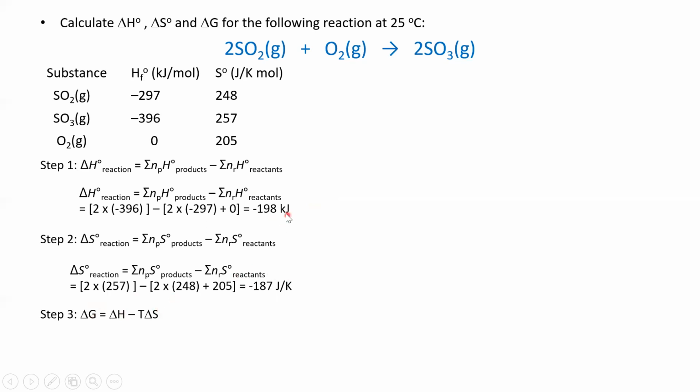Now, the units don't match up. This is kilojoules. This is joules. It doesn't really matter which one we change. I would change the kilojoules to joules, but change them so they're the same. The temperature is in Celsius, so you need to change it to Kelvin. Plug the values into your Gibbs free energy equation. Calculate your value for delta G, and then look at the sign and determine what that sign means for the reaction.